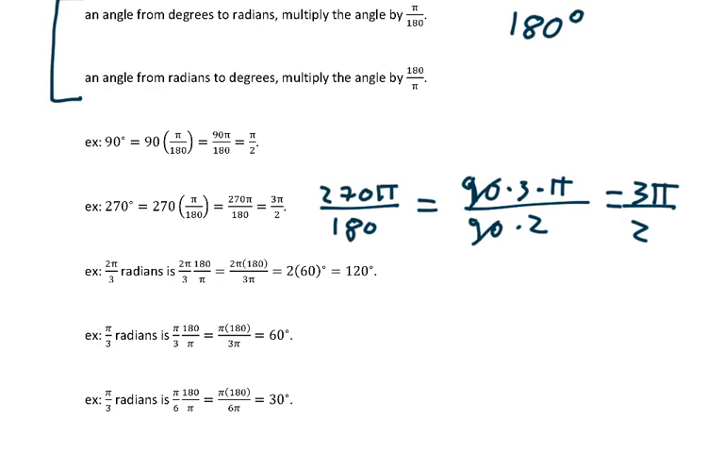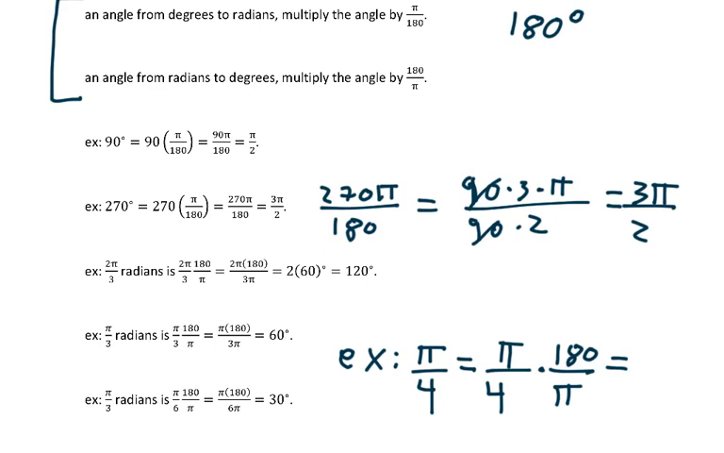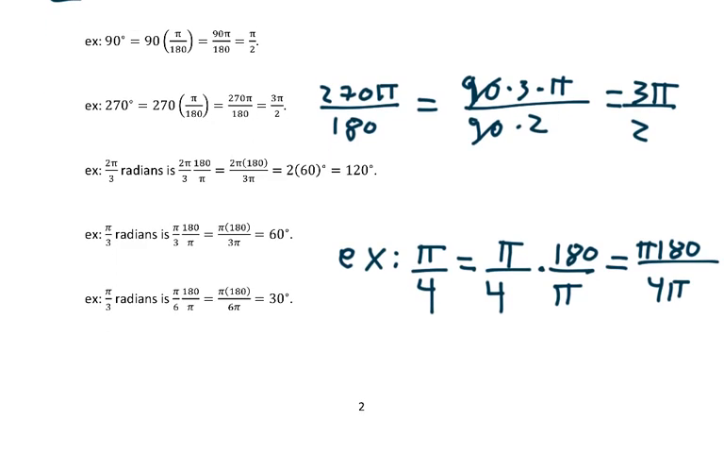Let me just do one more, just for fun. If you have pi over 4 radians, well, to convert it to degrees, again, you have to multiply by 180 over pi. Okay, now what is this going to be? Well, you're going to get pi times 180 over 4 pi. Okay, that's not bad. But now we can do better than that. For one thing, the pi's cancel, so those are gone. 180 over 4 is actually 45, so we get 45 degrees.